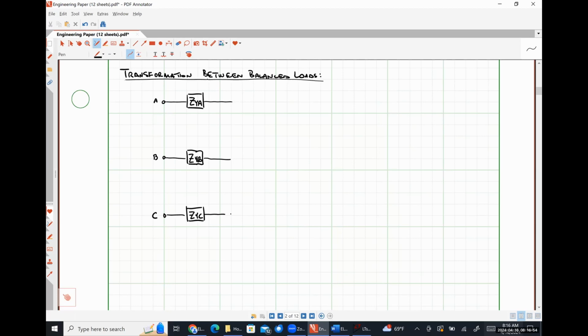The reason why I'm doing it this way is because this is a tool that can be used to actually simplify circuit analysis whenever we have an impedance that we can't combine in series or parallel or things like that. Okay. So here I have my Y connected load, and then over here on the right, I'm going to put my delta connected load.